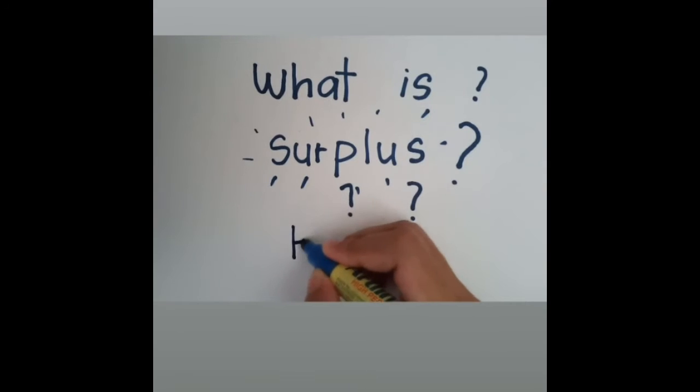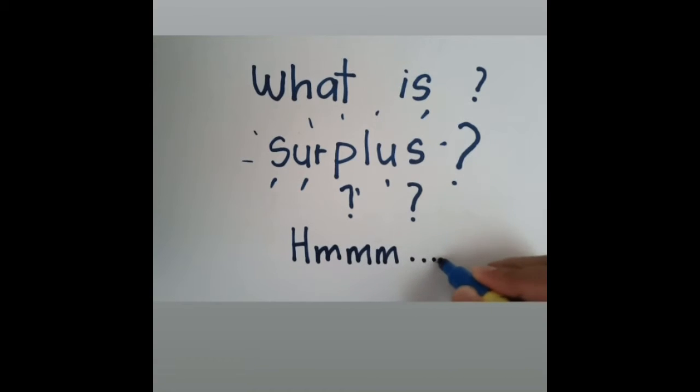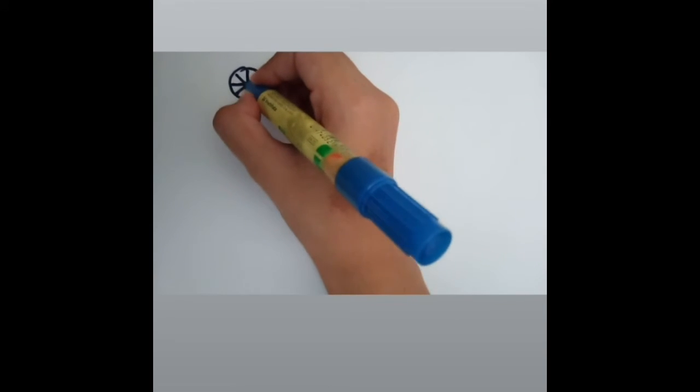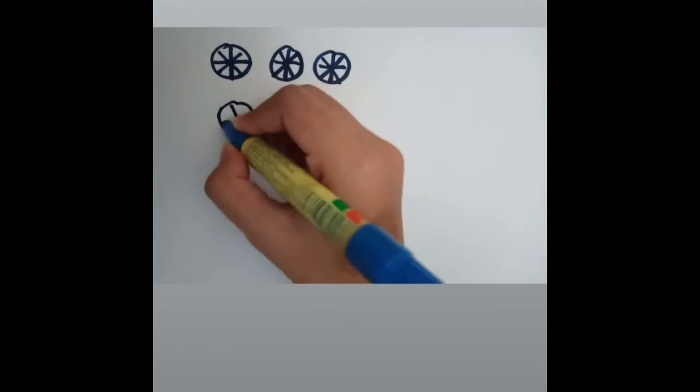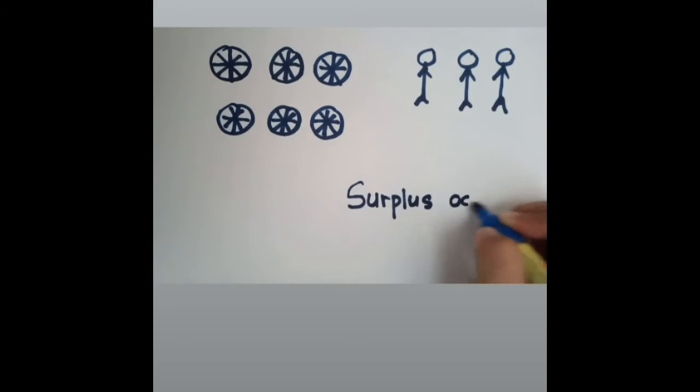Next, what is surplus? For surplus, the supply exceeds the demand at a higher price, and the producer willing to sell is higher than the consumer willing to purchase. Let's see an example. A pizza shop has 6 pizzas and there are 3 people who want to buy the pizza at the current price. Then there is a surplus because there are too many pizzas to sell.